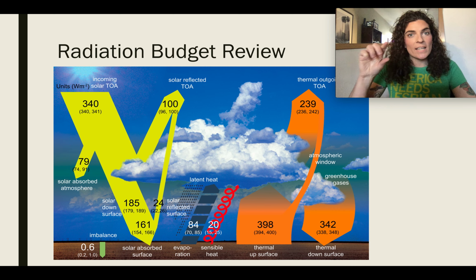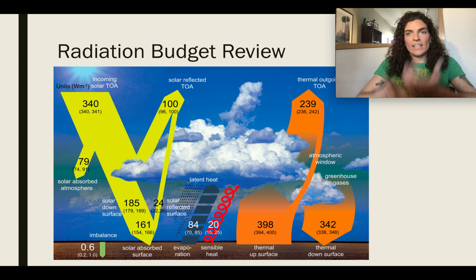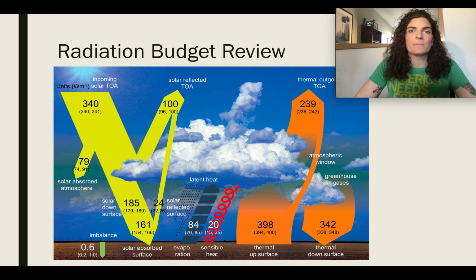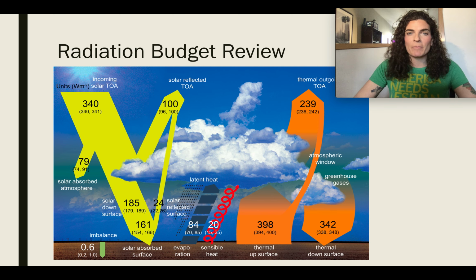A portion of that incoming radiation is reflected back to space. It never makes it into the Earth system, so to speak. And how much of that radiation is reflected? Does anybody remember? It's 30%. Good.